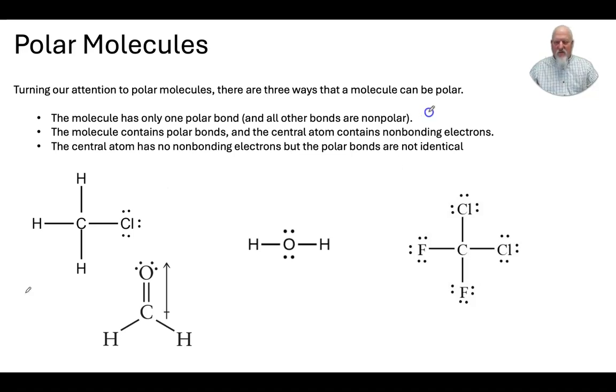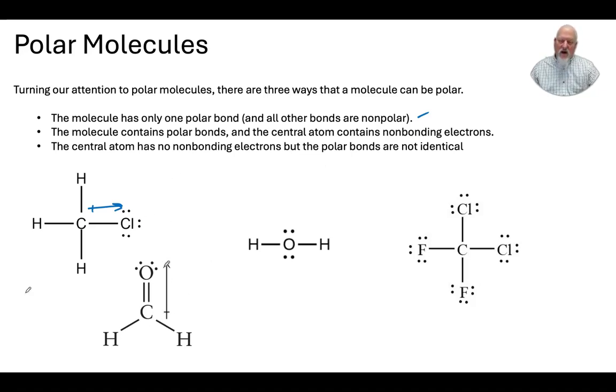So, if the molecule only has one polar bond, then it's polar. An example of this is this CH3Cl. The carbon-hydrogen bonds aren't polar, and the carbon-chlorine bond is. Chlorine is more electronegative than carbon, so those pair of electrons get pulled toward the chlorine. Overall, there's not another dipole to cancel that one. So that molecule is polar.